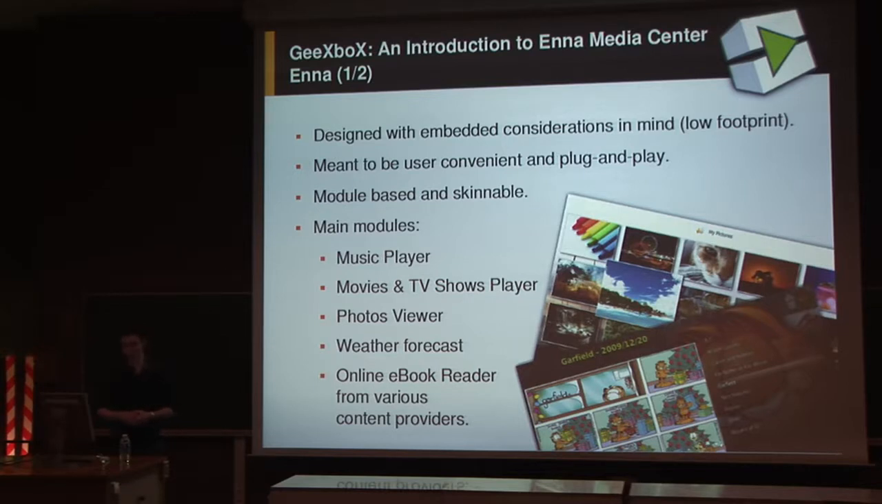As for now, we have many modules that have been designed, so basic features like the music player, the movie and TV show players, also a photo viewer, weather forecast activities, and an online ebook reader that uses some content providers. We have two at the moment. One is called the One Manga website, and another is the Go Comics one. These are two websites where we can fetch ebooks or comics and things like this, and you can display them on your set-top box.